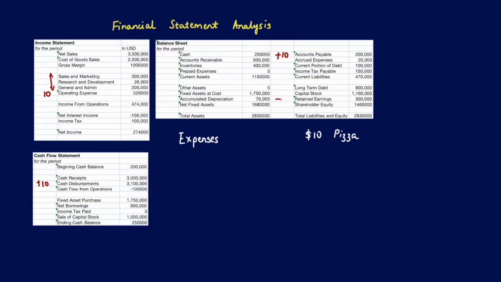So if you had to pay $10 for marketing or for sales, you have to put that extra $10 into cash disbursements. And what this means is your retained earnings, basically the money you had in your wallet, drops by $10 because you've paid that out. And that would bleed on to your shareholder equity. So you have a minus 10 in there as well.